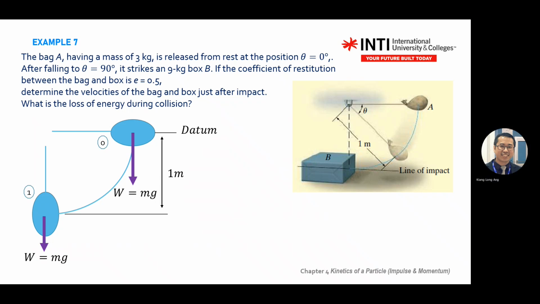Don't make these mistakes in your test one. Don't draw something like this. Don't draw this one. If you draw this one, I'm going to expose your answer to the whole school. I'm not kidding. I'm going to share with all lecturers.